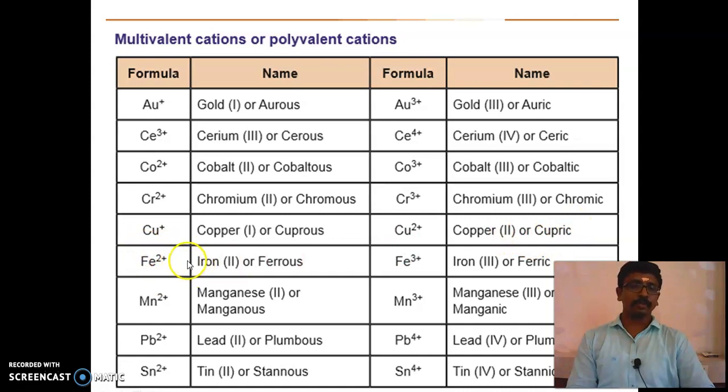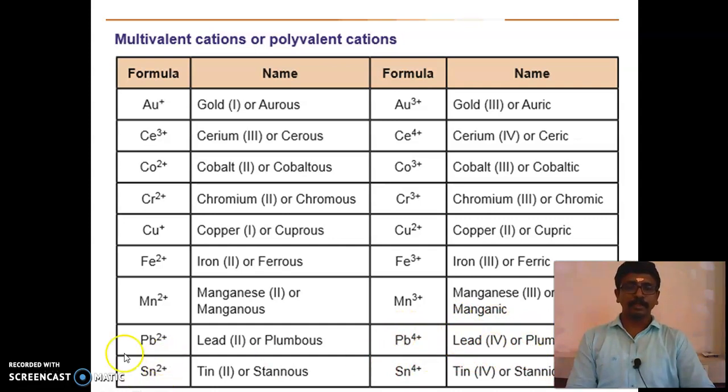And Fe2 plus, that is iron 2 or ferrous. And Fe3 plus, iron 3 or ferric. And Mn2 plus, manganese 2 or manganous. And Mn3 plus, manganese 3 or manganic. And Pb2 plus, that is lead 2 or plumbous. And Pb4 plus, lead 4 or plumbic.